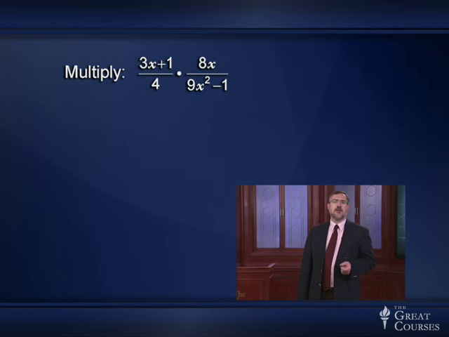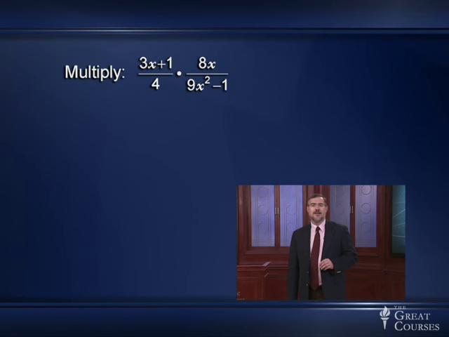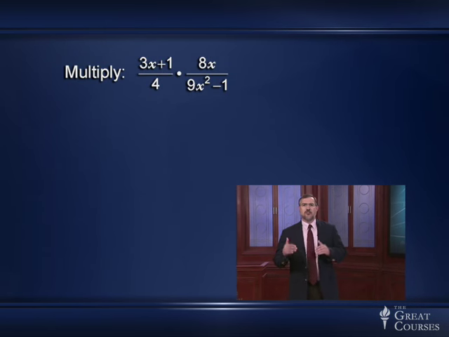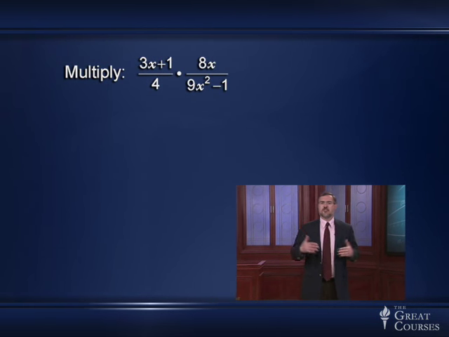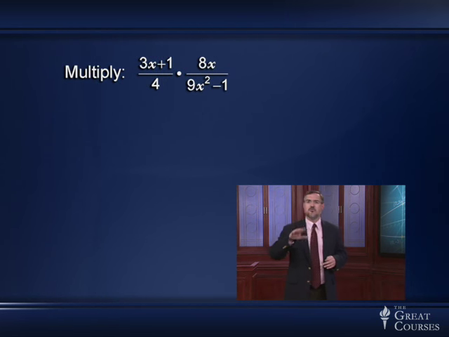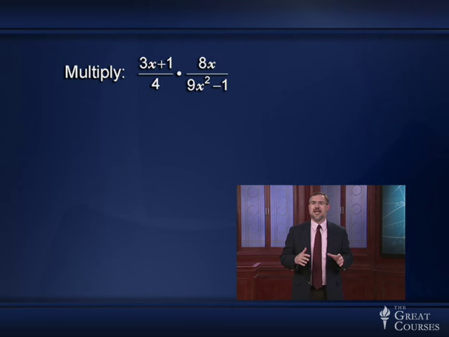Okay, let's look at an example where there's a little more to do as we go through the multiplication. So here's the next example I want us to look at. Multiply 3x plus 1 over 4 times 8x over 9x squared minus 1. Well, you know again that you can just multiply the numerators and the denominators if you'd like, but you're also allowed to do any cancellation from either of the numerators and either of the denominators.